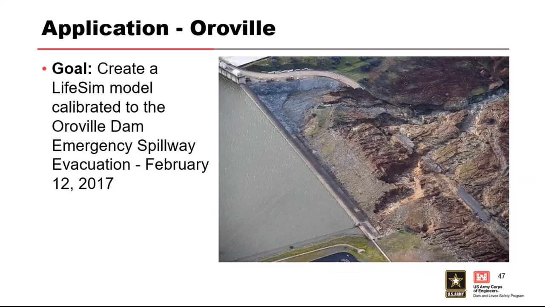2017, as we all know, they had a bit of an issue. They opened up their emergency spillway because their regular spillway had damage. That emergency spillway started causing some severe erosion that was leading back towards the emergency spillway. There was a concern that if it reached the emergency spillway here, it would start unraveling these monoliths and cause all this water to start flowing down and flood a bunch of people downstream.